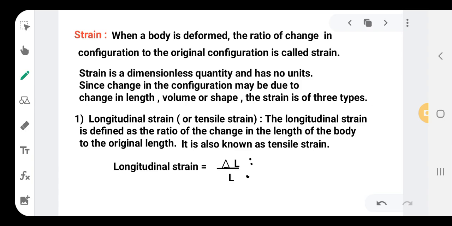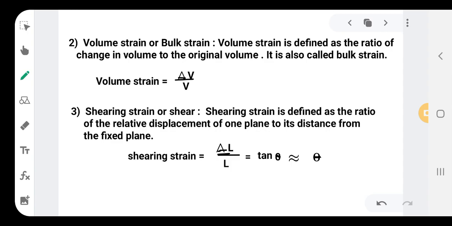The strain is of three types. Again, here also, as we have seen in the stress, the strain has three types. Longitudinal strain is defined as the ratio of the change in the length, delta L, to the original length. This is known as the tensile strain. What is volume strain or bulk strain? Volume strain is defined as the ratio of the change in volume to the original volume. It is also called the bulk strain. Volume strain equals delta V by V.